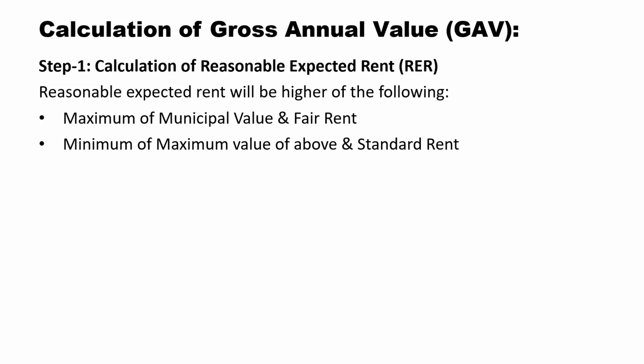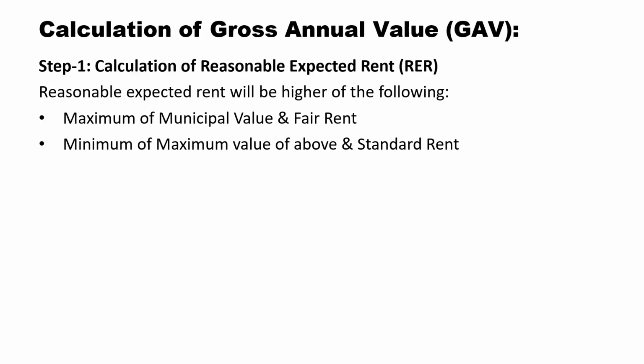And then the minimum of the maximum value of the above and the standard rate. Once you get the higher of the municipal value and fair rent, you have to compare it with the standard rate. Okay? And the amount which is minimum of these two, that is, the standard rate and the maximum of the municipal value and fair rent, that amount will be the reasonable expected rent. Understood, student? How to get a reasonable expected rent? For that, first of all, you have to compare the municipal value and fair rent and find out the maximum of that.